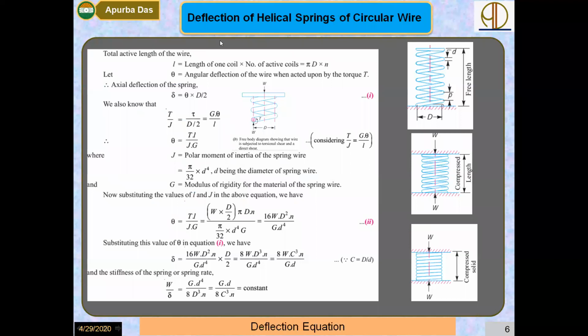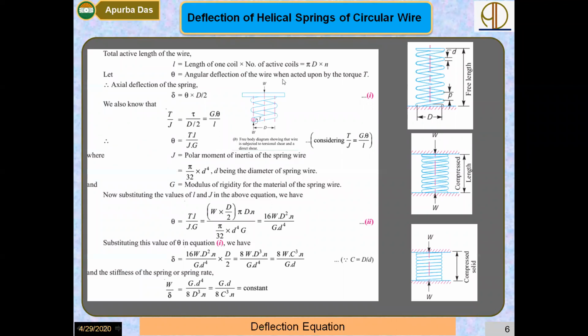Now we will come to the deflection equation of a helical spring of circular wire. As we have discussed, this is the free length, this is the compressed length, and this is the compressed solid length. L is the length of the coil, which we can determine as the length of one coil into the number of active coils. The length of one coil is pi d, and with n active coils, it is pi d n.